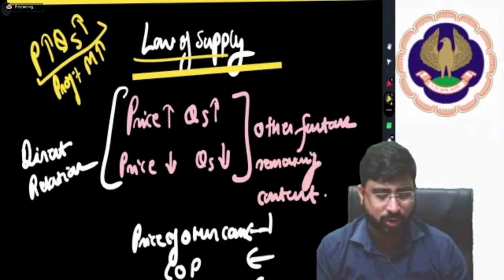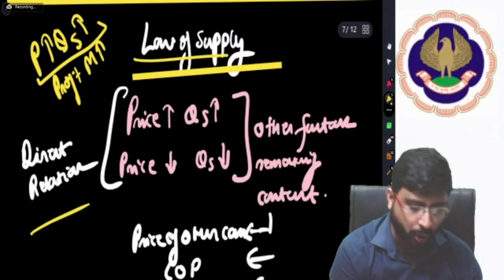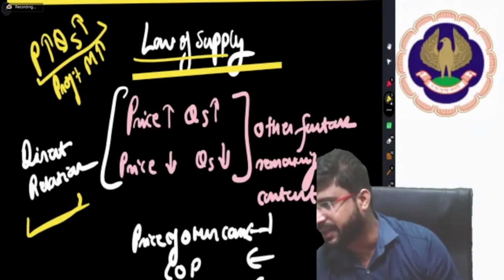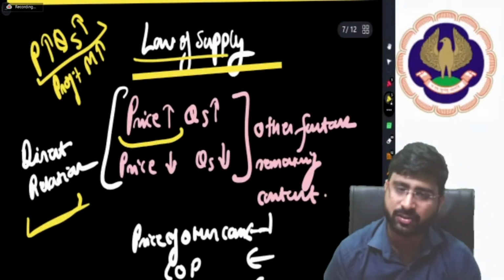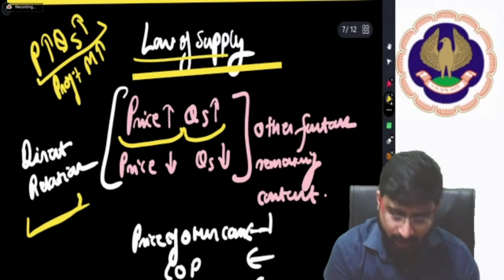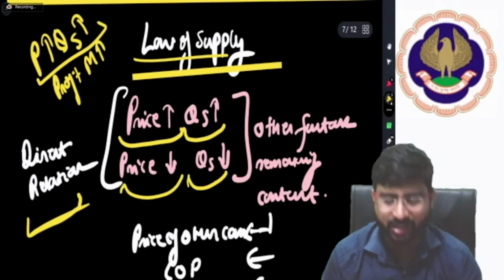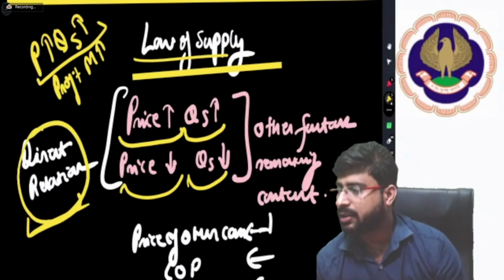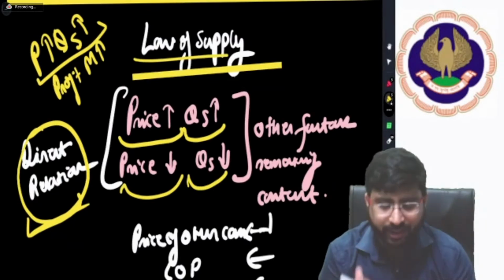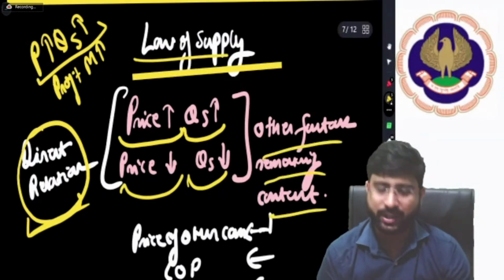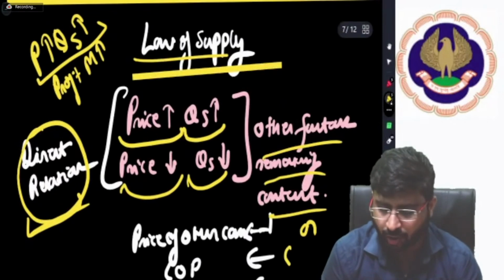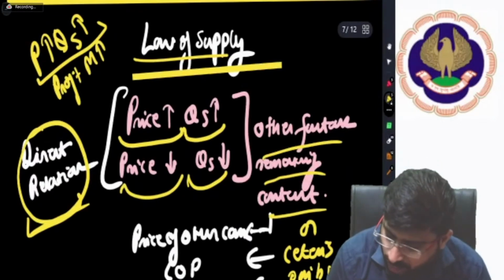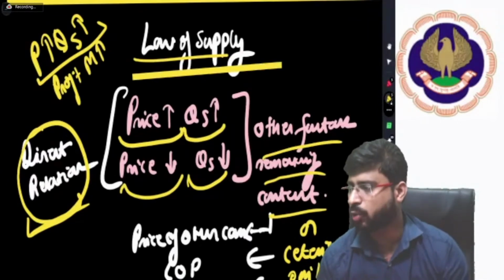Understood? Now coming back to this topic, what does law of supply say? Law of supply tells that there is a direct relationship between price and quantity supplied. So if more is the price, more is the quantity supplied. If lesser is the price, lesser is the quantity supplied. Remember to write the words other factors remaining constant, or instead of this, you can write ceteris paribus, both of which are absolutely correct. There is no mistake whatsoever.